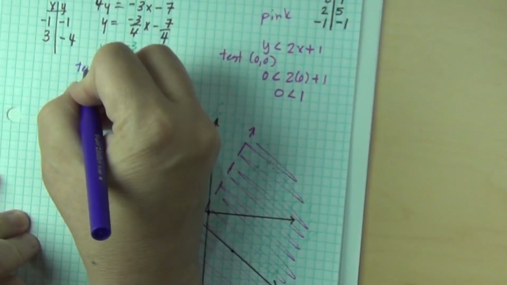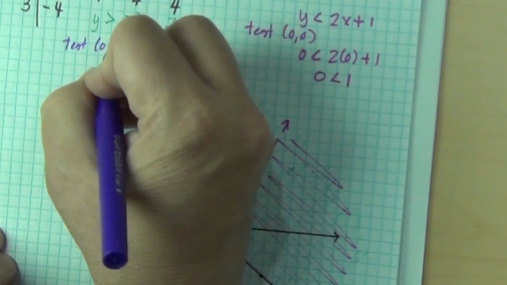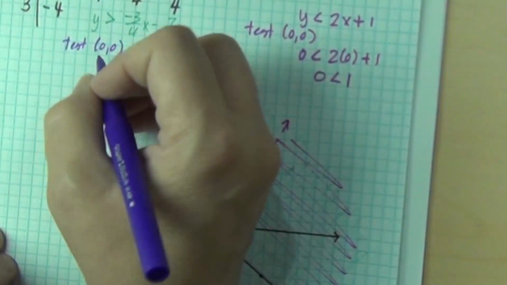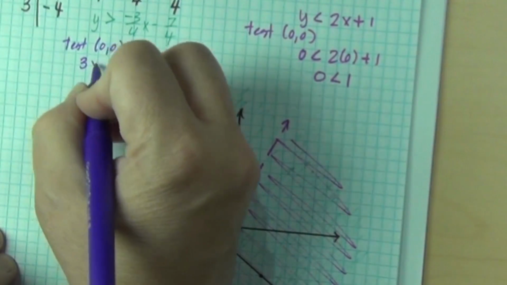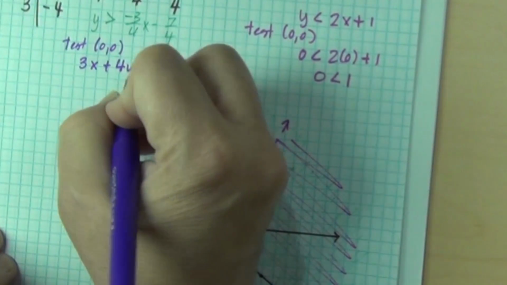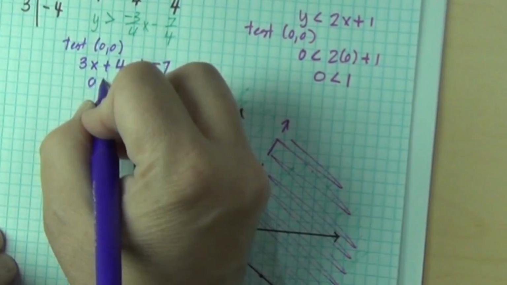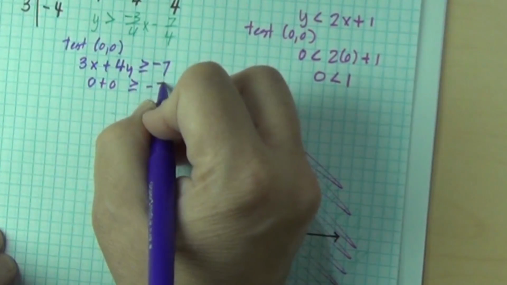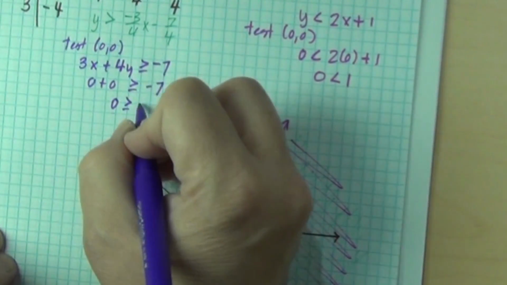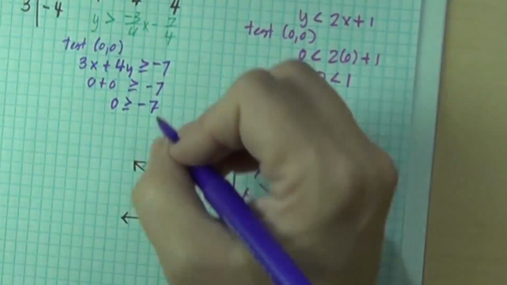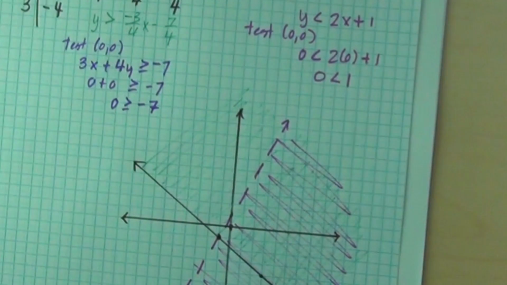Test 0, 0 in the original inequality, that is. Put a 0 in for x and a 0 in for y, so that goes to 0. So is 0 larger than or equal to -7? Yes, it is, and so that is the region.